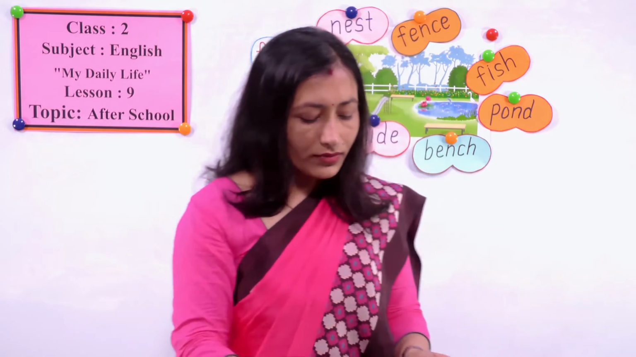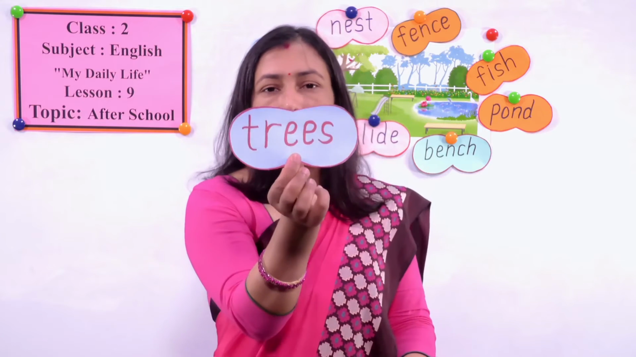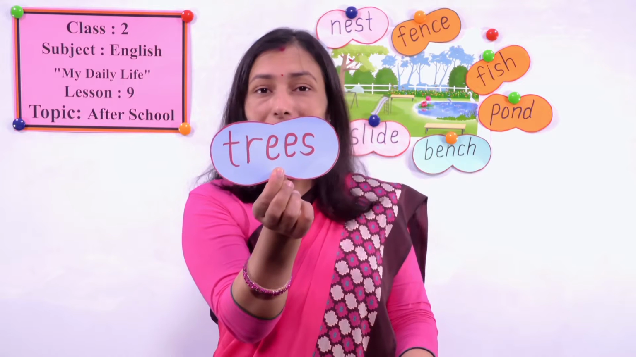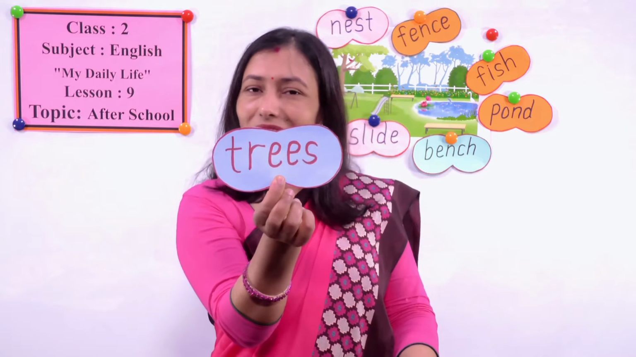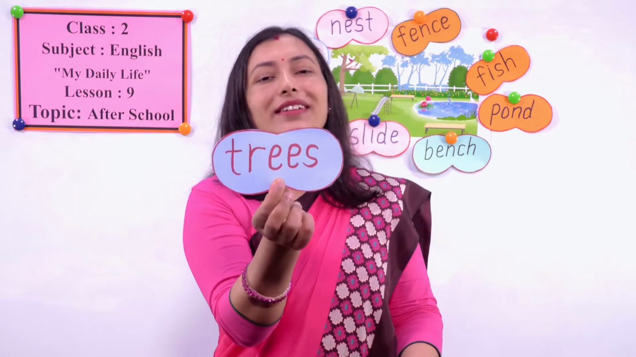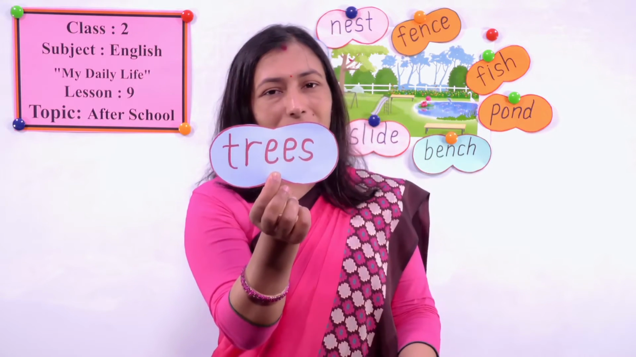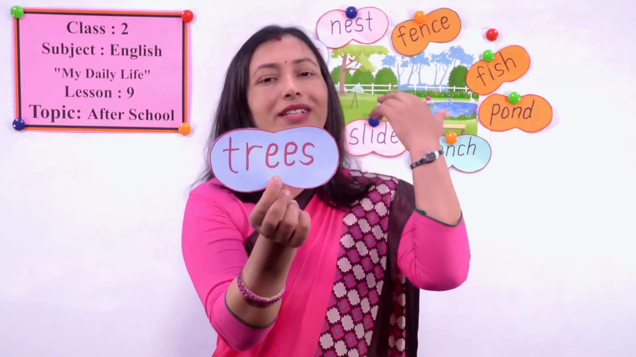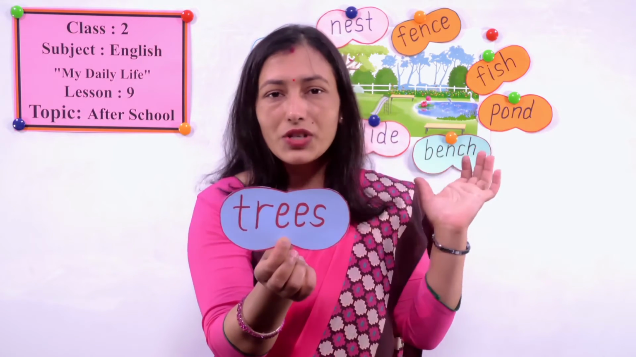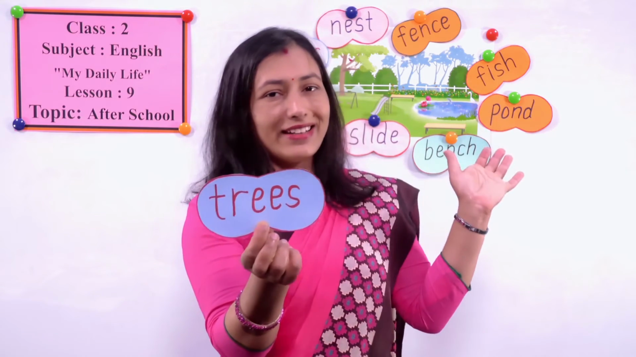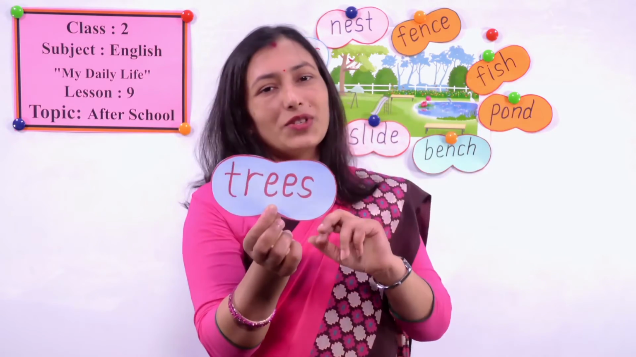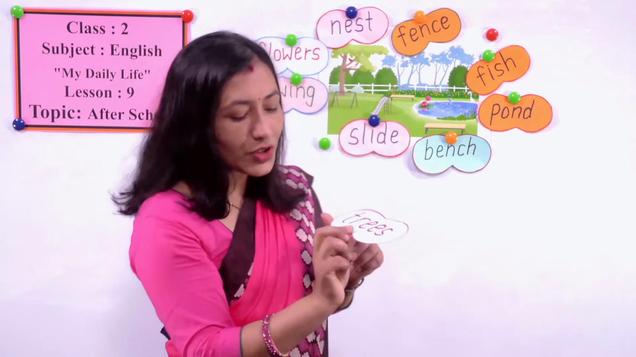Now, look at the next word. First, read the word. Yes, so simple. You all read, I know. Yes? Trees. Okay? So, say loudly. Good. Trees. One more time. Trees. Do you have trees around your home? Yes, many. When you look outside, you can see trees around your home. We should plant trees. Yes?